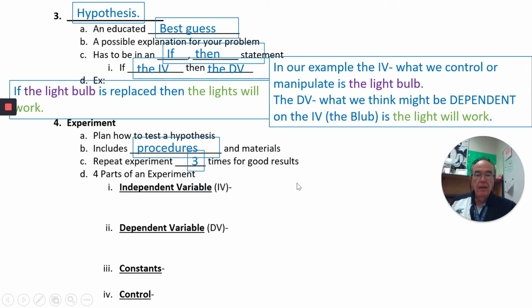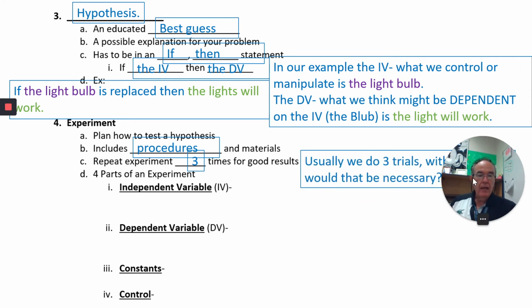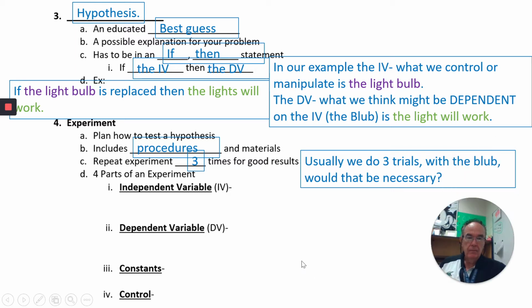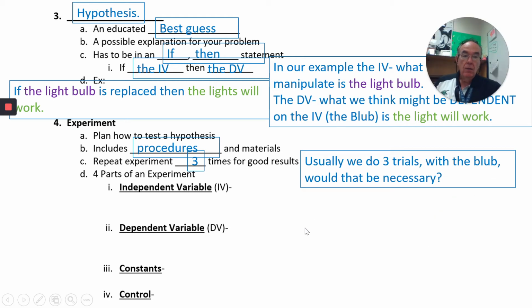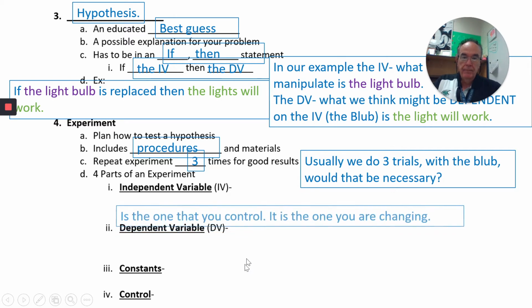Usually, if it is a scientific investigation and it's something that we don't understand the answer to, we're going to do the experiment 3 times. In this case, with the light bulb, would it really be necessary to do the experiment 3 times? I don't think so. This is a yes or no question. Either replacing the light bulb worked or replacing the light bulb didn't work.